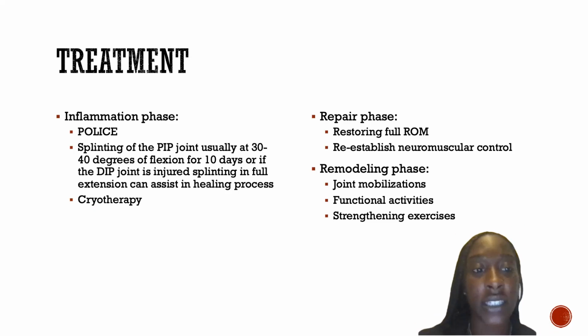So treatment for this type of injury as well. Again, back to that POLICE: protection, optimal loading, ice, compression, elevation. So protection can come from the splinting. If it's the PIP joint, it's usually at 30 to 40 degrees of flexion for 10 days. Or if it's a DIP joint, it's usually splinting in full extension, so that can assist in the healing process. Or we can also use cryotherapy. A lot of times when you're talking about hands, we use a slush bucket.